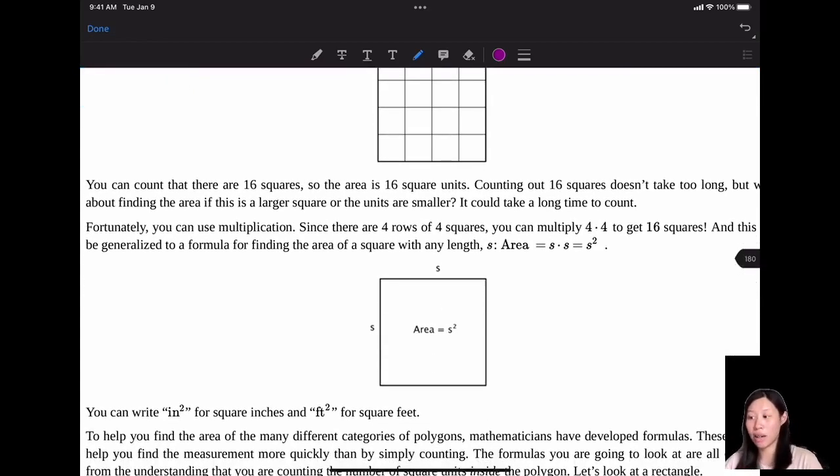So what's the area of a square? The area of a square is equal to, since in a square all the sides are congruent, right? So the formula for finding the area of a square with any length is the side squared. What about the area of a rectangle? The area of a rectangle is equal to the length times the width.